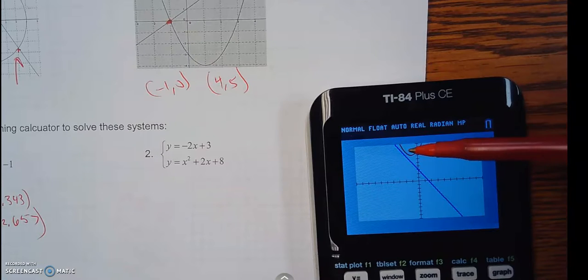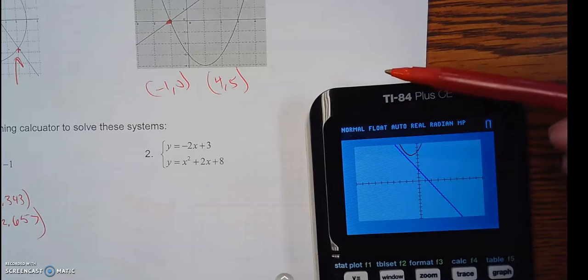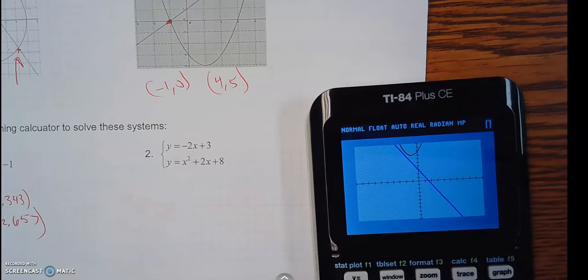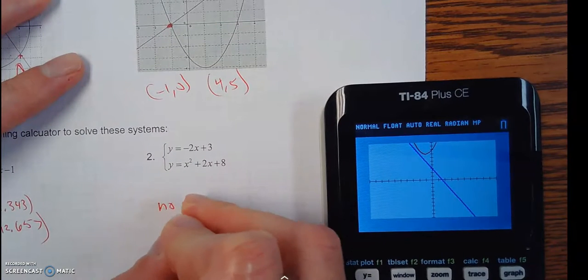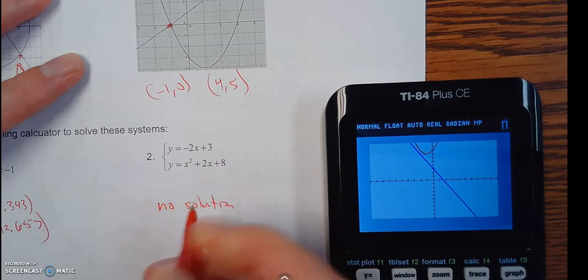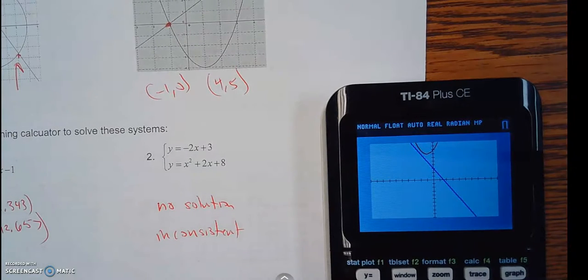Notice they don't touch. This straight line would keep going to the left. This curve would never catch up to it. So if they don't meet, then the answer to this, you either say no solution or inconsistent. It's up to you which one you want to choose, but no solution, inconsistent. Okay. So there is the rest of Unit 1, Day 1.